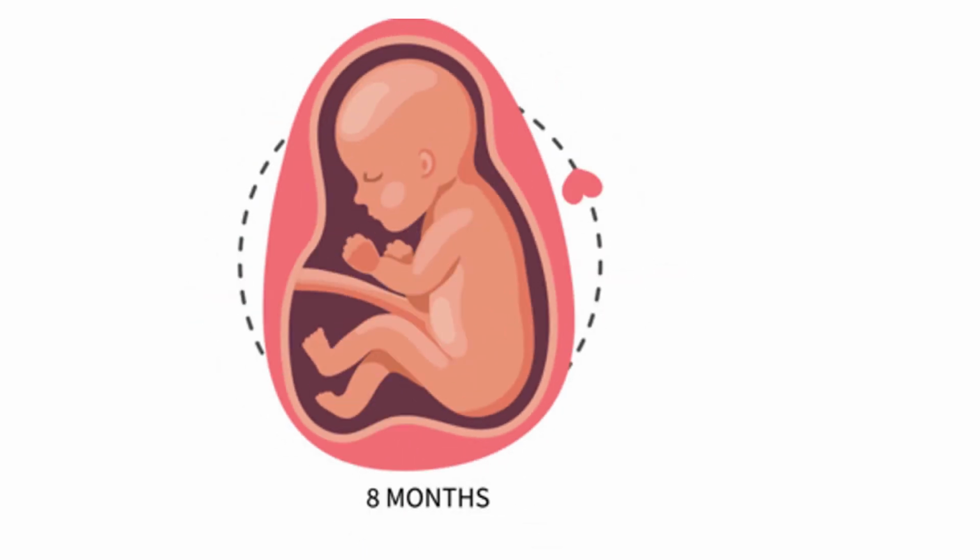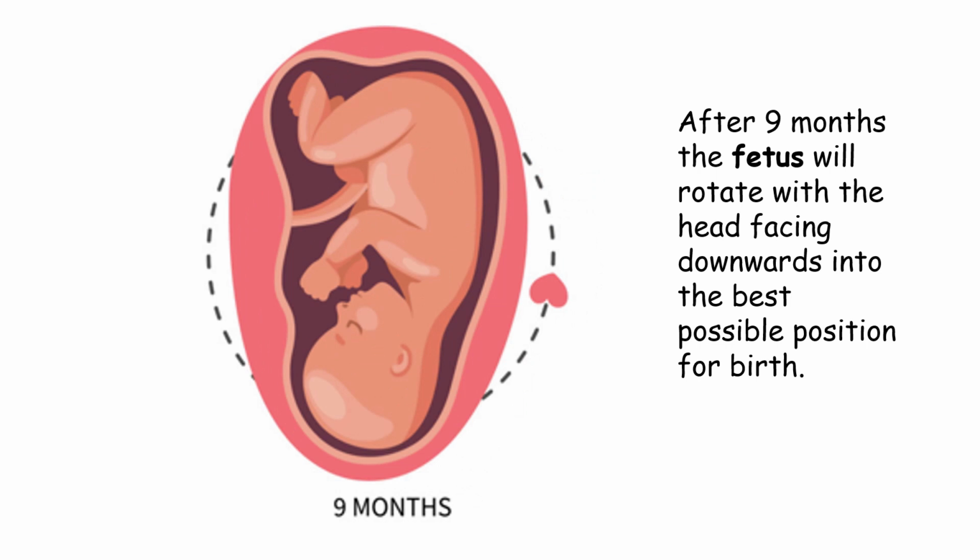Once the fetus reaches 9 months, it will rotate with its head facing downwards into the best possible position for childbirth. If the baby is not in the correct position, a special procedure called an ECV can be done by a specialist doctor, which will move the baby into position.